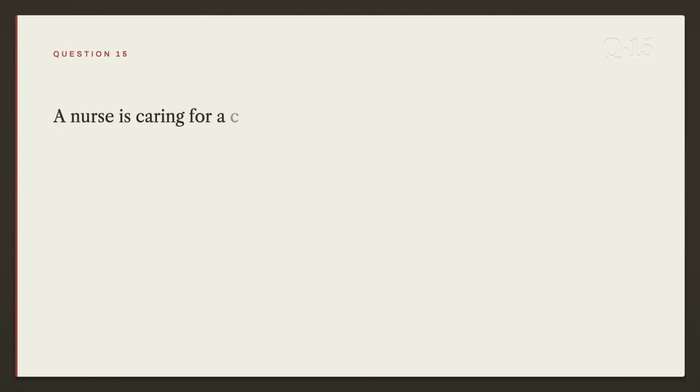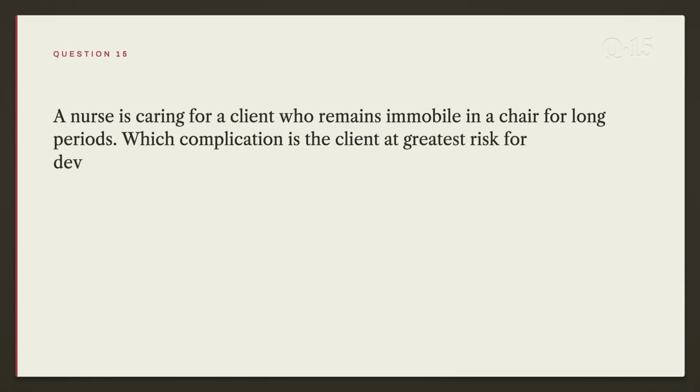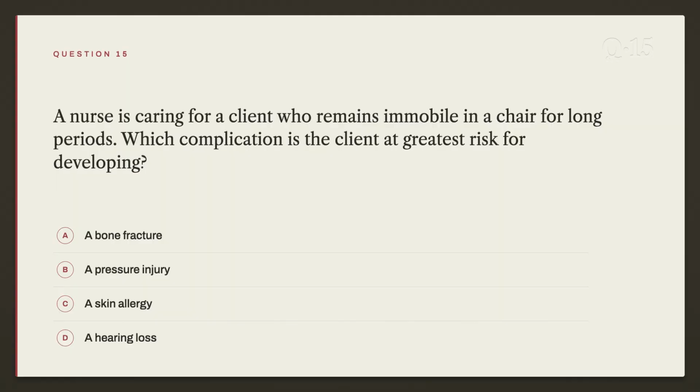Question 15. A nurse is caring for a client who remains immobile in a chair for long periods. Which complication is the client at greatest risk for developing? Your options are A. A bone fracture, B. A pressure injury, C. A skin allergy, D. A hearing loss. Don't overthink it. Which one feels right?